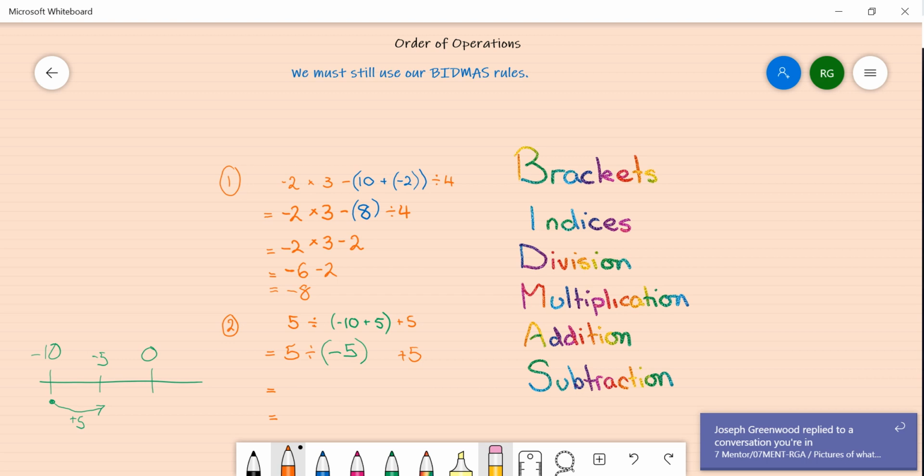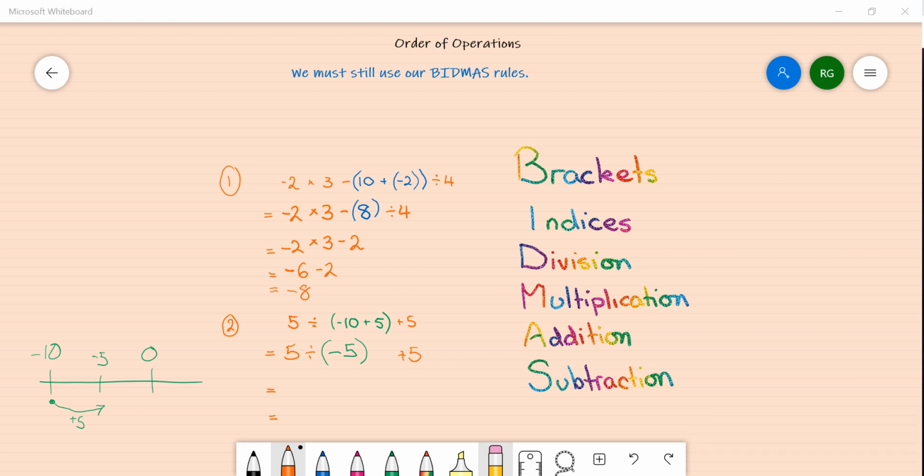Right, next step. We go division. Yes, there's a division part. So it's 5 divided by -5. Positive divided by a negative means we have a negative. 5 divided by 5 will go once. So 5 divided by -5 is -1. That's how many times it will fit in there. Plus 5 from over here. -1 plus 5.